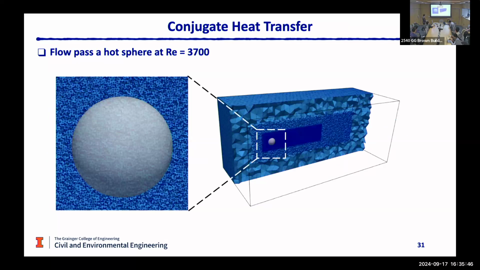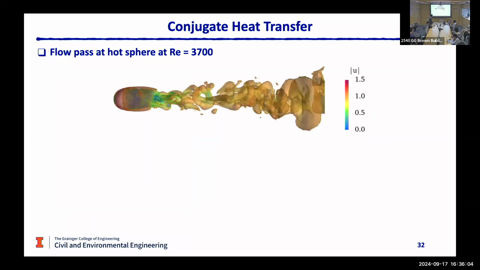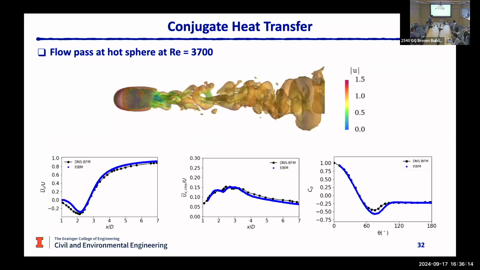And we are also able to extend this approach to the convective conjugate heat transfer process. So what you see here is the turbulent flow past the hot sphere at Reynolds number 3700, right? This is a classical fluid mechanics problem. So for the fluid field, I want to show some validation, right? So this is a vorticity visualization to show the vortex structure behind the sphere, right? Very standard practice in fluid mechanics.